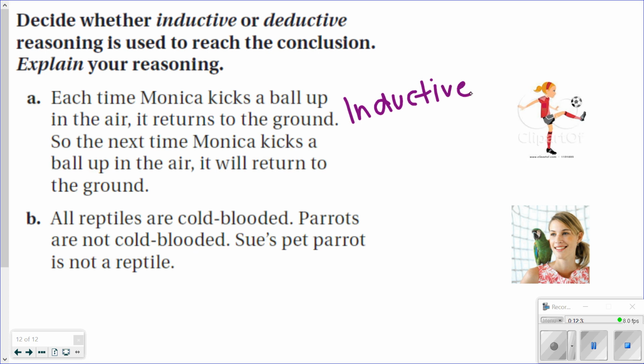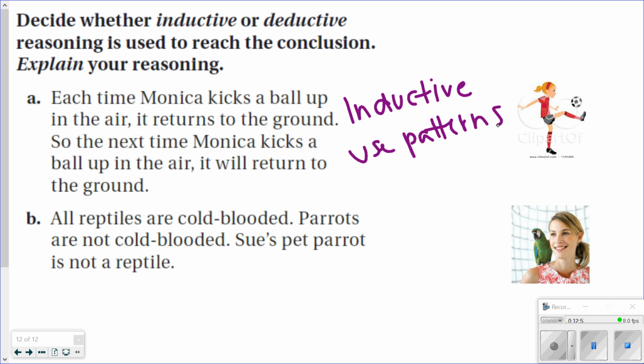And the reason is because we're using a pattern. So we use patterns to make conclusions. So she's watching the ball. She knows if she kicks it, it's going to come back down. She does it again, it comes back down. So she's using that pattern to make a conclusion.